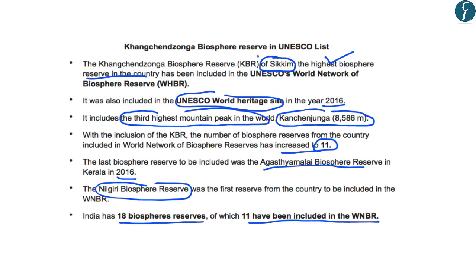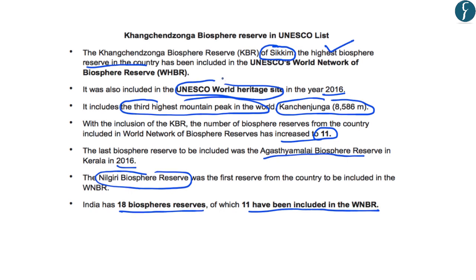And these include the location of Kanchenjunga Biosphere Reserve, the fact that it is also a part of UNESCO World Heritage Site, it includes third highest mountain peak in the world, and the number of biosphere reserves listed in the UNESCO list are 11, and the total biosphere reserves in India are 18. Further, the first biosphere reserve to be added in the UNESCO's list was Nilgiri Biosphere Reserve, and the biosphere reserve which was added to the UNESCO's list before Kanchenjunga was the Agastyamalai Biosphere Reserve, which lies in Kerala.